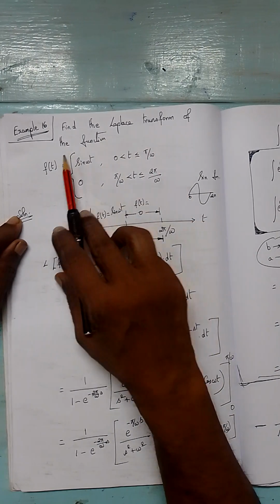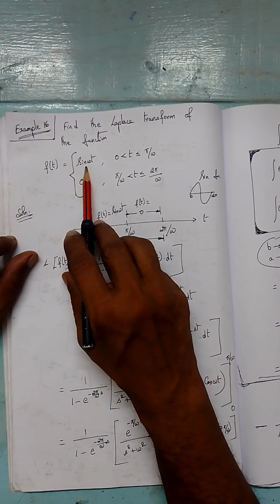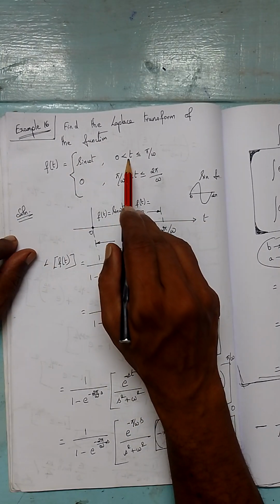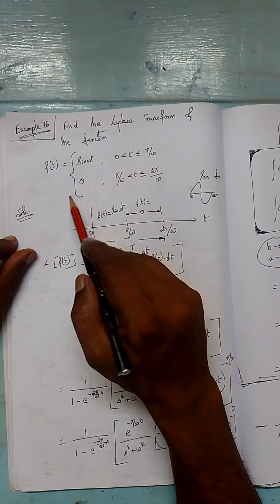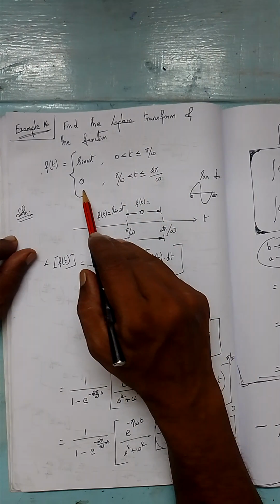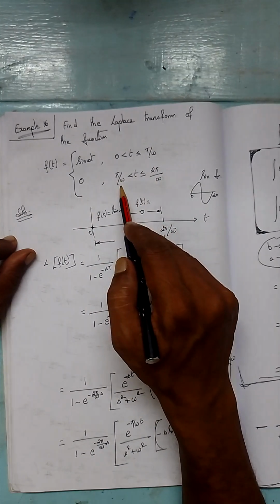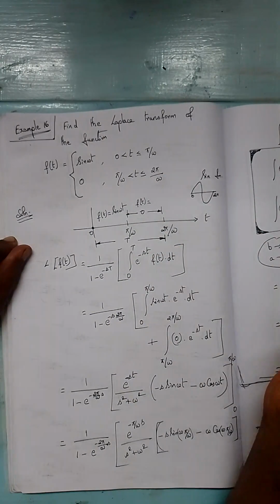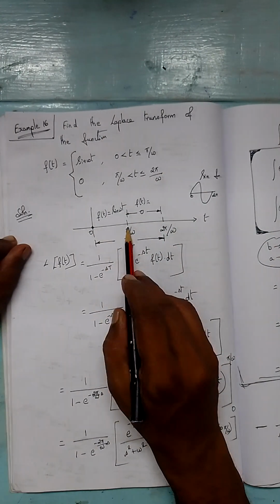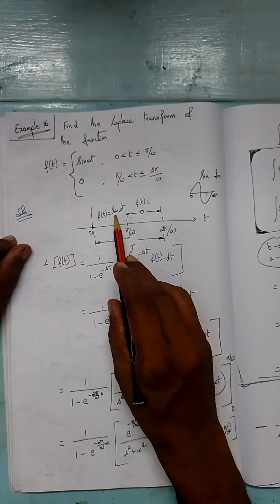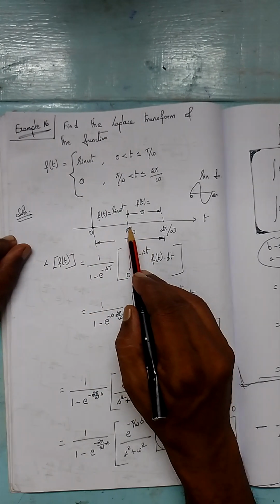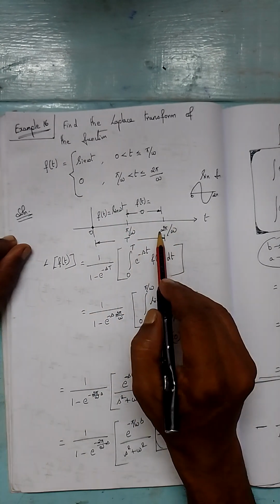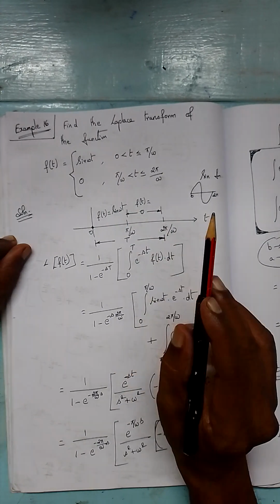Find the Laplace transform of the function f of t equal to sin omega t, for t between 0 and pi by omega, and f of t equal to 0, for t between pi by omega and 2 pi by omega. So between 0 to pi by omega we have the function sin omega t. Pi by omega to 2 pi by omega, the function is 0.